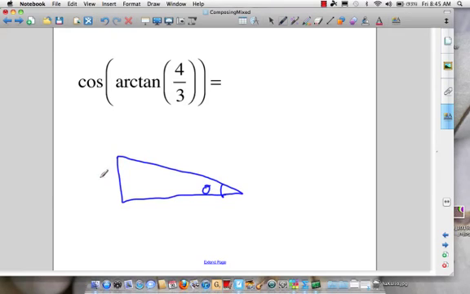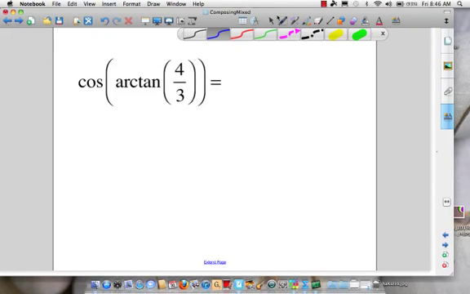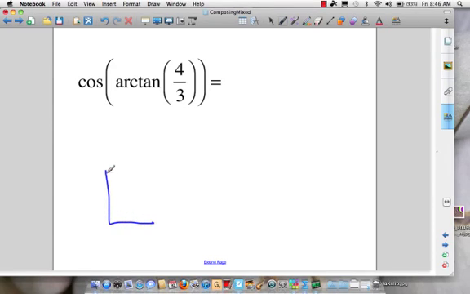Remember, tangent is opposite over adjacent. Now clearly this picture is not drawn to scale. If that's bothering you, let's just do that again and make it a little bit more to scale. So we want an opposite side of 4 and an adjacent side of 3. So let's do it a little bit more like that. That's a little more accurate. So here's my angle. I'm just going to call it theta. I'm going to force its tangent to be 4/3 by putting a 4 here and a 3 there.